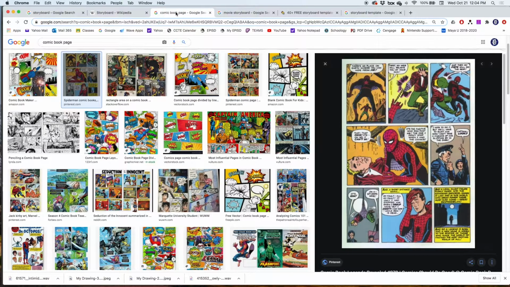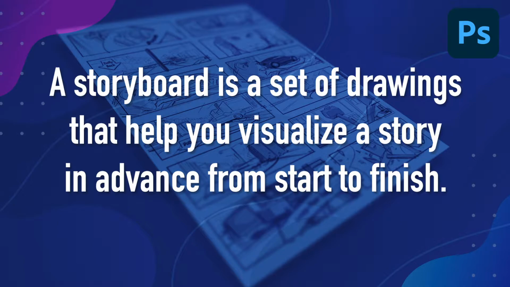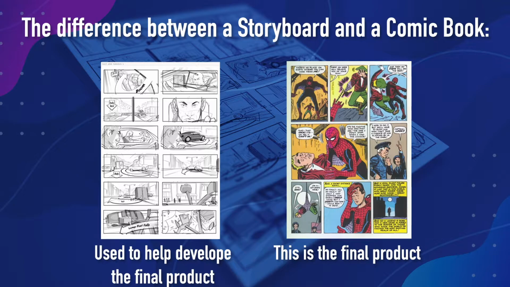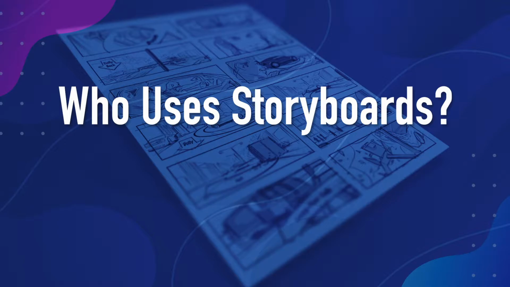My definition is a storyboard is a set of drawings that help you visualize the entire story in advance from start to finish. It's like a comic book from start to finish. The only difference is a storyboard is a tool used to plan the production of the final product, and a comic book is the final product. That's the only difference.